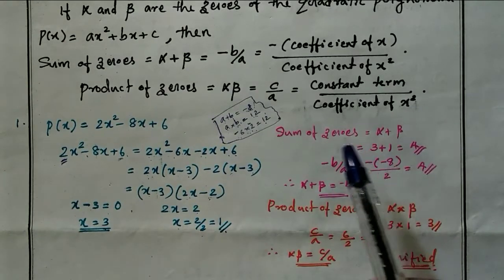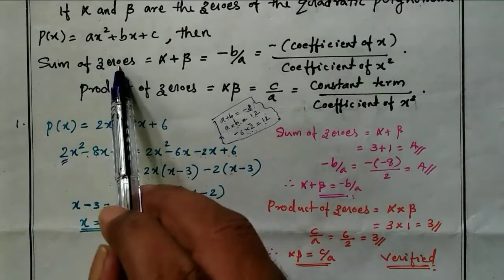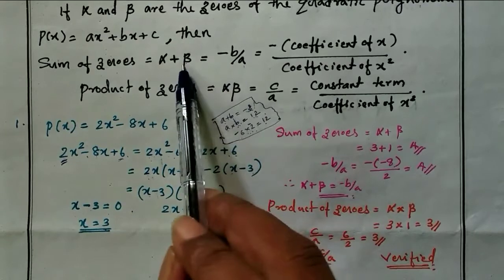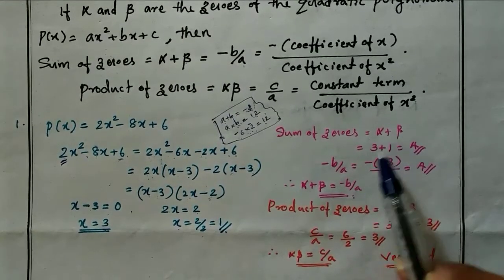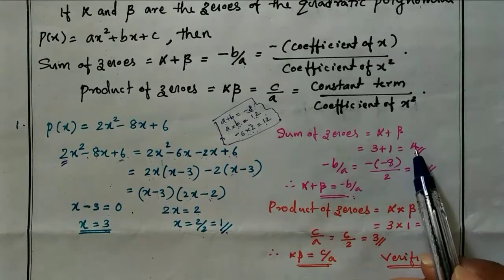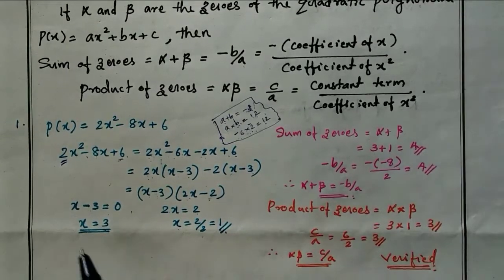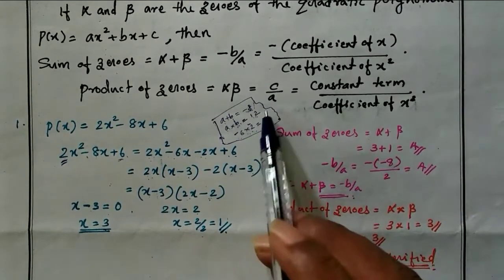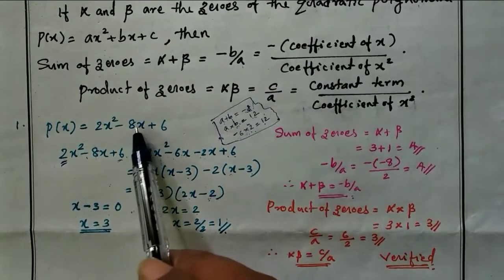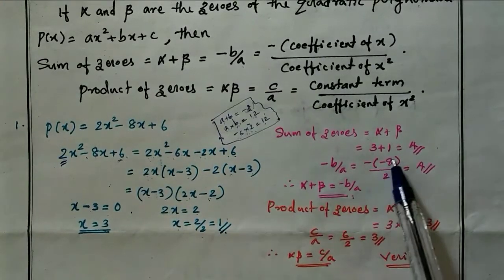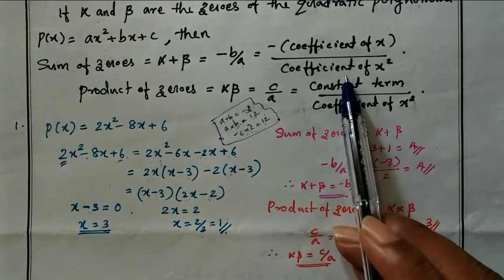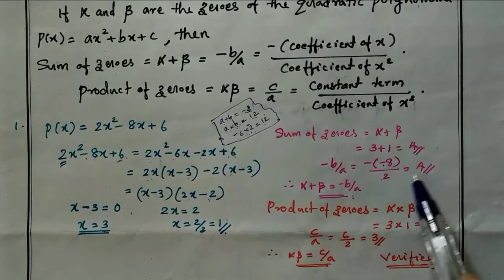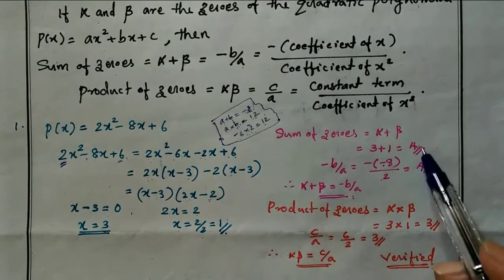So we can verify the sum of the zeros. What is the sum of zeros? Alpha plus beta equal to minus b by a. We have to verify these two, LHS and RHS. So alpha plus beta equal to 3 plus 1 equal to 4. Minus b by a is equal to minus the coefficient of x. What is the coefficient of x? Minus 8. Divided by the coefficient of x square. What is the coefficient of x square? 2. So minus into minus is plus, 8 by 2 is equal to 4. So both answers are the same.